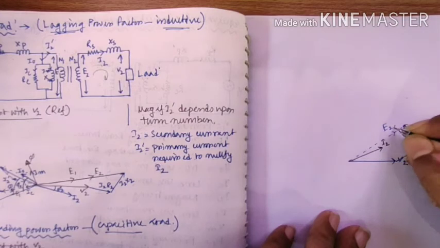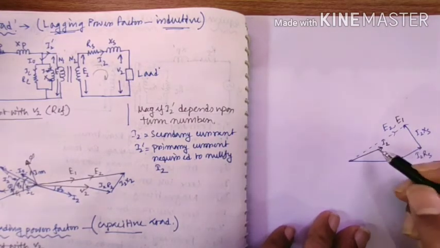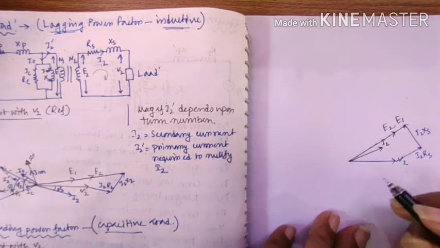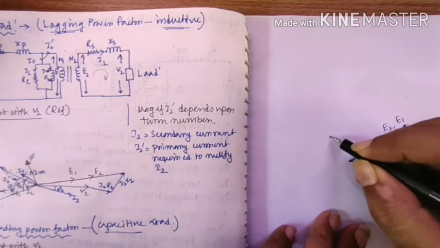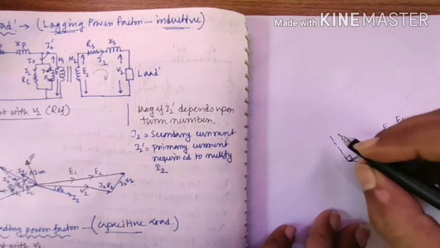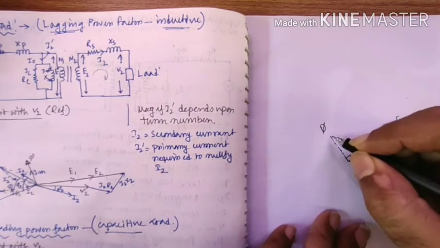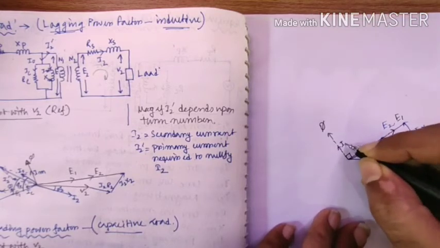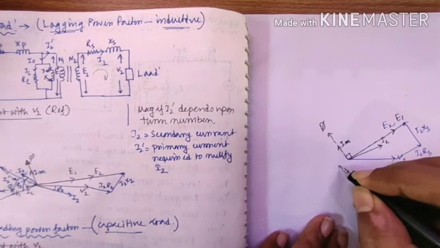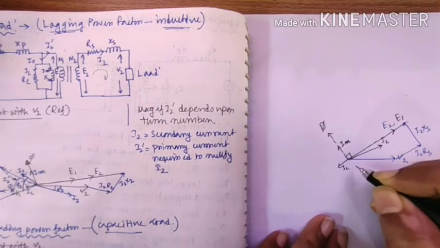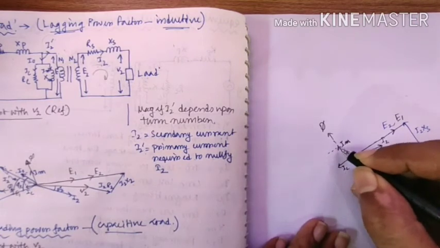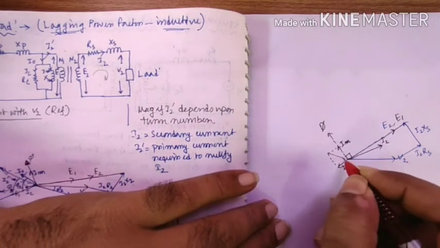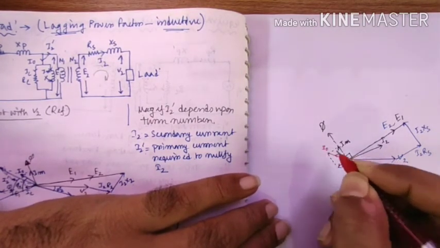Now if this is E2, then E1 should be here. And if this vector represents E1 and E2, then what should be the direction of phi? Phi should be here. Now magnetizing component Im should be here. Loss component IC should be in this direction. Their summation should give us no load primary current I0.